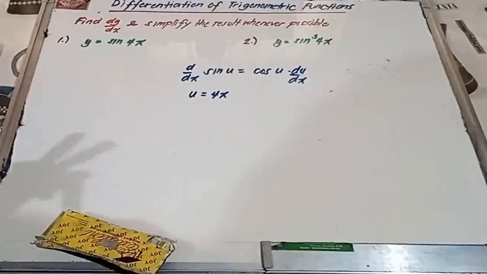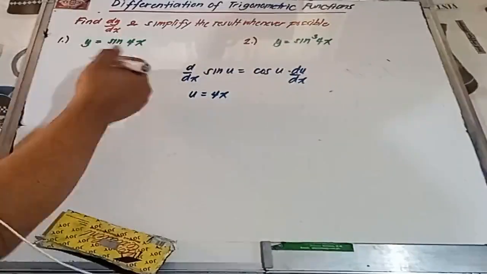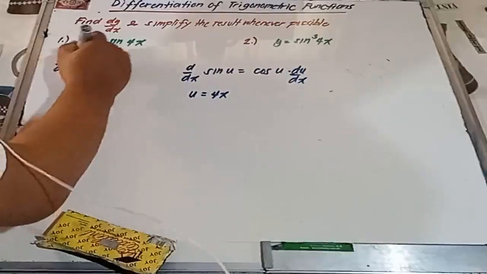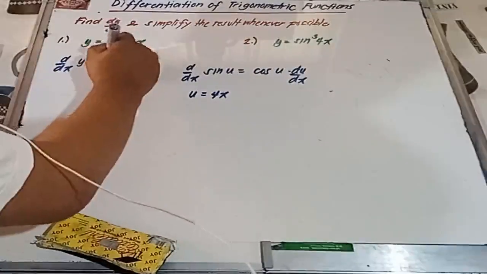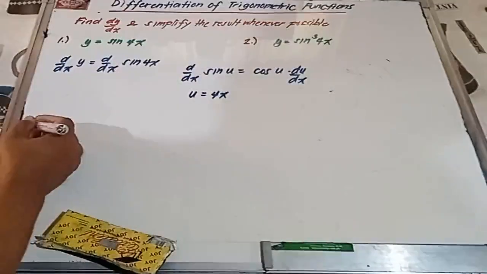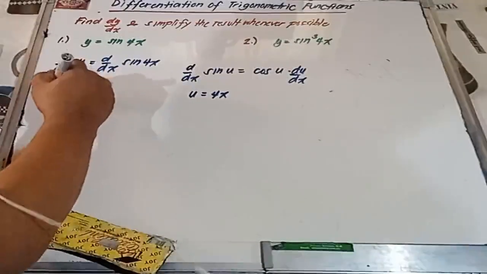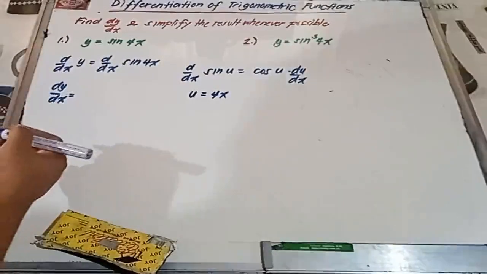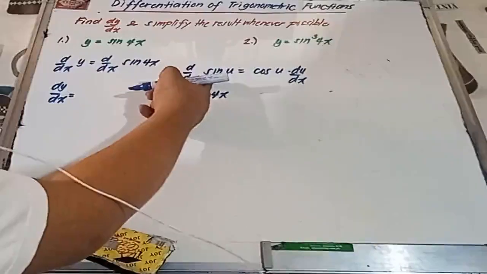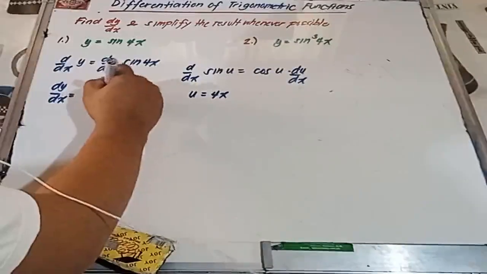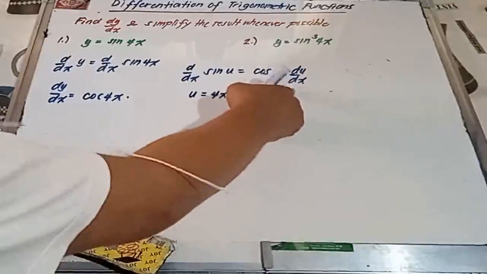Diretso na natin, ano? So, ganito. So, we have dy over dx on both sides, or d over dx on both sides, d over dx here, d over dx on the other side. Okay. Now, so we have dy over dx, yun ang task natin. So, anong gagawin? Just replace sine by cosine. Okay? That is cosine 4x times derivative pa ni u.